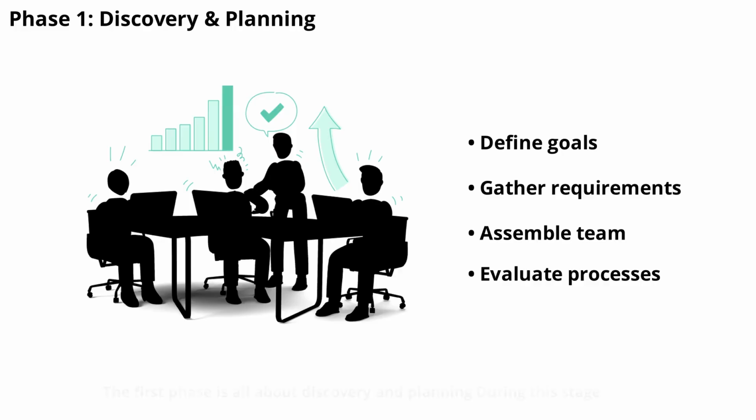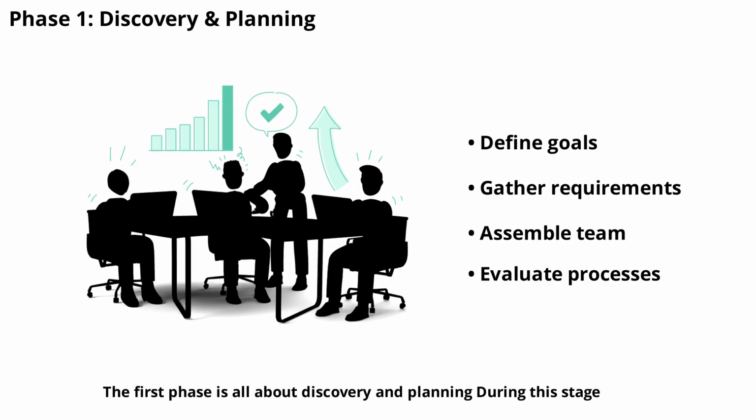The first phase is all about discovery and planning. During this stage, you'll define your goals, gather requirements, and assemble your project team. It's also the time to evaluate your current processes and identify gaps the new software should address. This phase typically takes 2 to 4 weeks, depending on your organization's size and complexity. Investing time here ensures a strong foundation for the rest of the project.